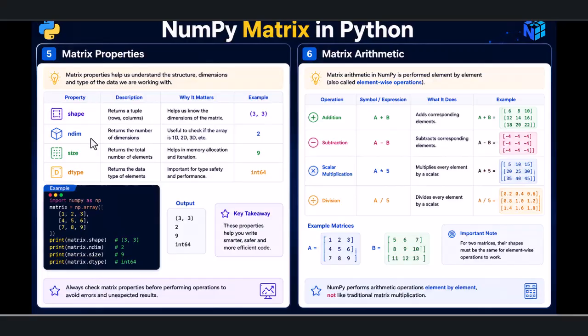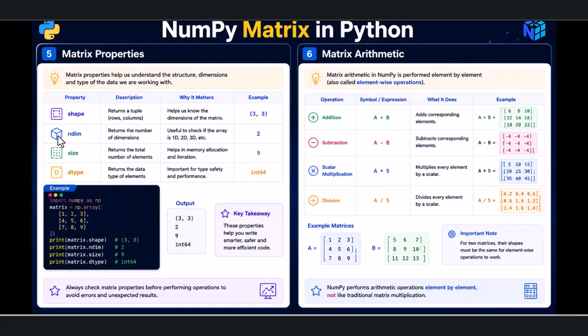Our first property is shape. The shape property tells us the dimension of the matrix. It returns a tuple in the form of rows and columns. In our example, the matrix has 3 rows and 3 columns. So the output is 3, 3. This is useful before performing operations like addition or multiplication because many operations require matrices to have compatible shapes.